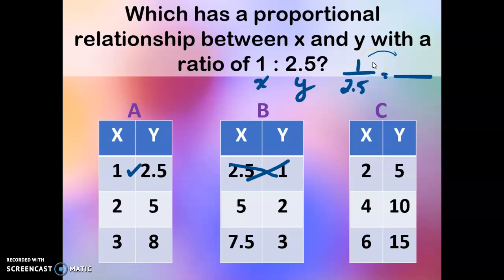So we know that 1 times 2 is going to give us the 2, which is what we're matching here. And 2.5 times 2 is going to give us the 5, which we're matching here. So we know that this is equivalent.